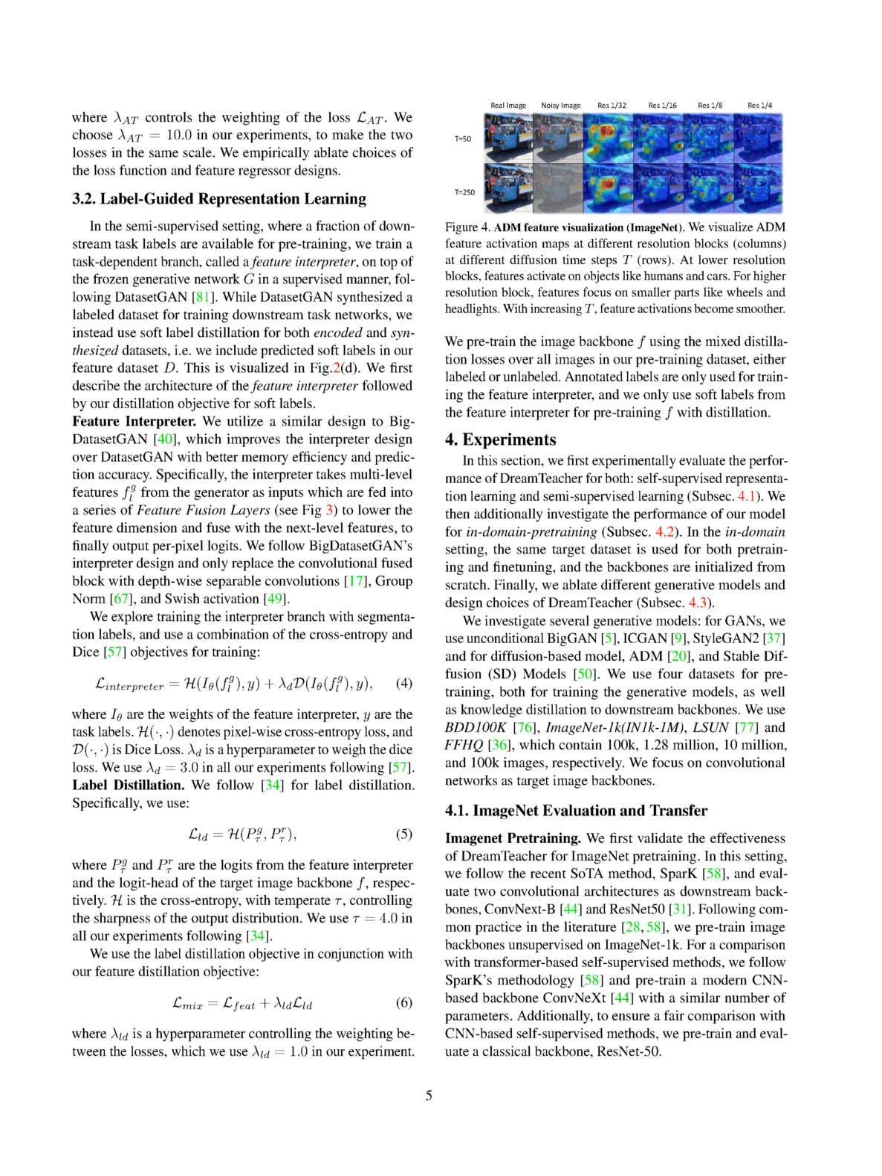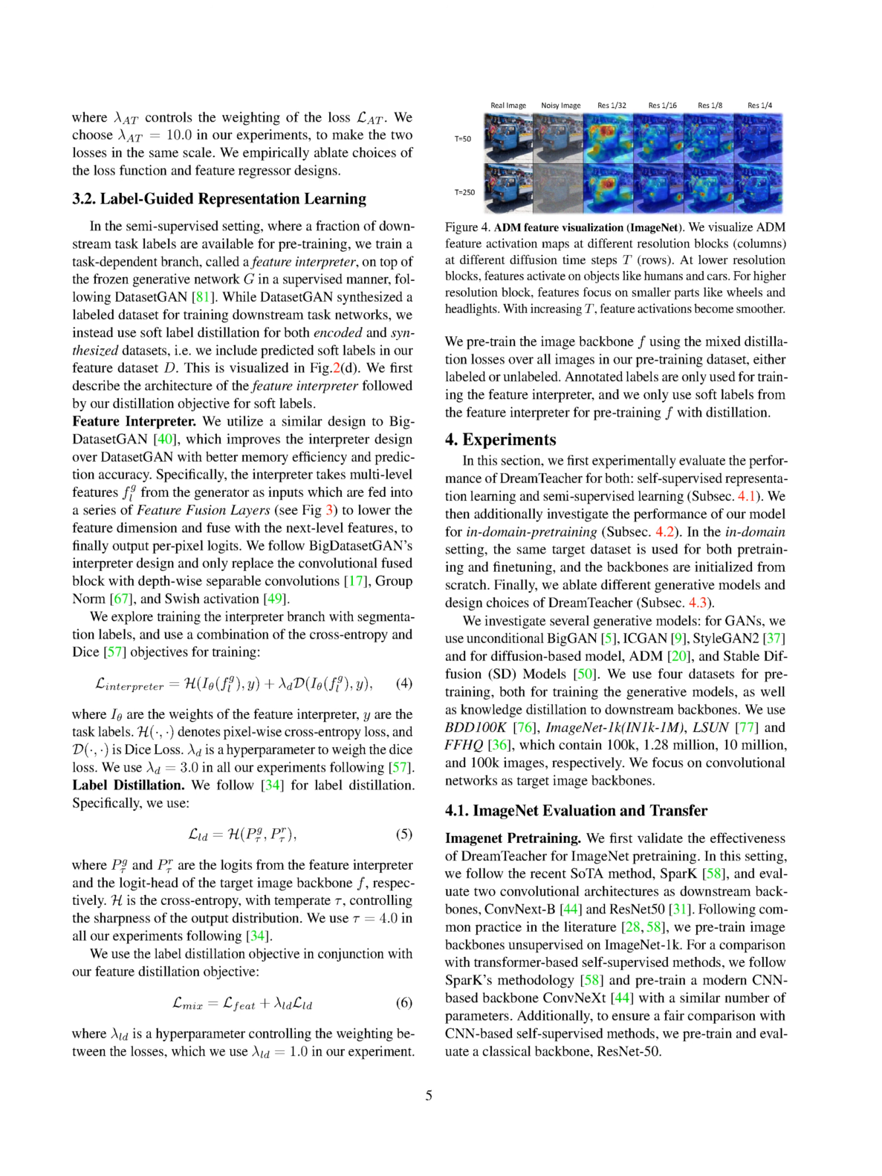Section 3.2 Label-Guided Representation Learning. In the context of semi-supervised learning, where we have access to some labels for pre-training, we develop a task-specific branch known as a feature interpreter. This is built on top of our existing generative network, which remains unaltered during this process. This approach is inspired by DatasetGAN. Unlike DatasetGAN, which creates a labeled dataset for training downstream task networks, we use a method called soft label distillation for both encoded and synthesized datasets. This means we incorporate predicted soft labels into our feature dataset. This process is illustrated in Figure D.